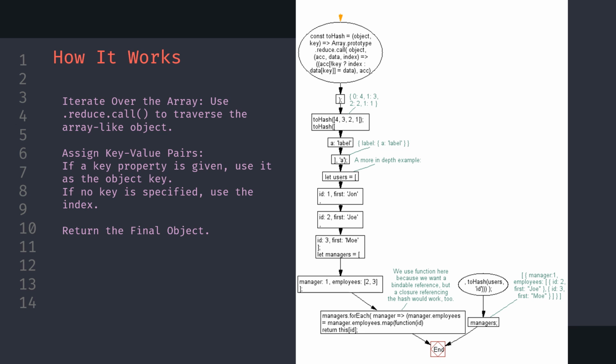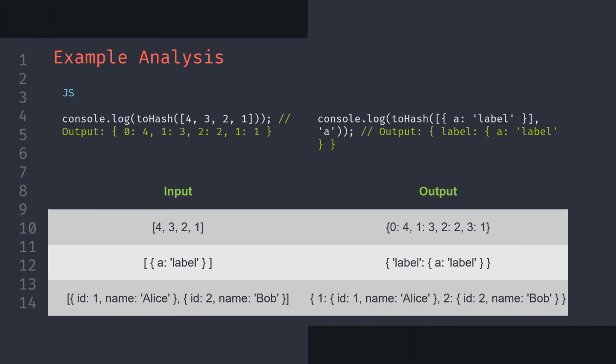This method enables quick and structured data access, making it ideal for applications requiring fast lookups. We see different use cases, converting simple arrays into index objects and structured objects into a lookup table using a key property.